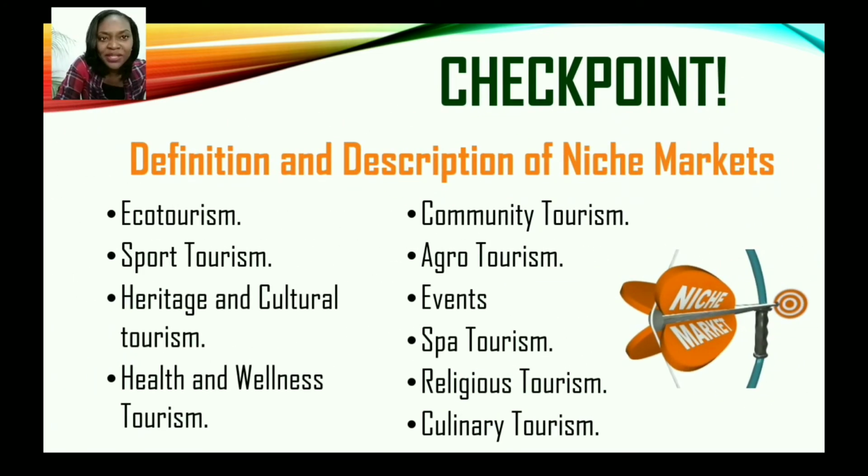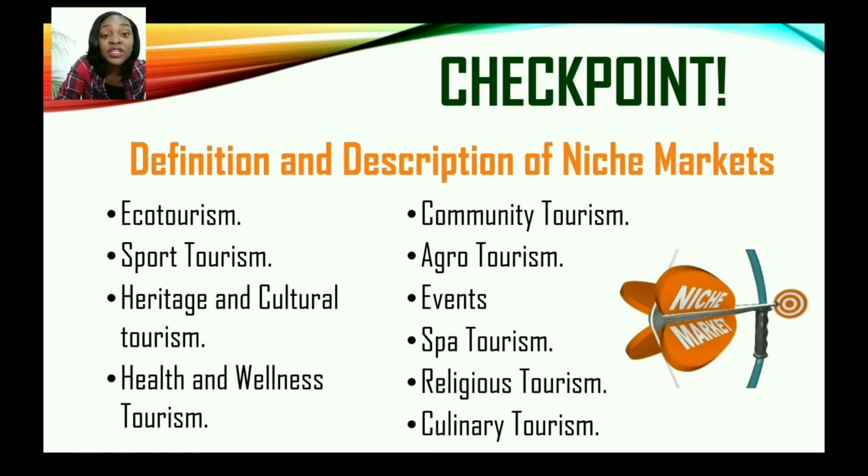Good. Now, checkpoint. Now that we're at the end, you should be able to state a definition for tourism niche markets and also to define and describe each of the following tourism niche markets, right? We looked at ecotourism, sport tourism, heritage and cultural tourism, health and wellness tourism, community tourism, agrotourism, events, spa tourism, religious tourism, and also culinary tourism. And remember, tourism niche markets refers to a subset of market where a particular product is developed for. So tourism niche markets refer to a particular target market. The different types of tourism niche markets are displayed right here, and ecotourism has to do with what? Tourism activities that involve the conservation and respect of the environment.